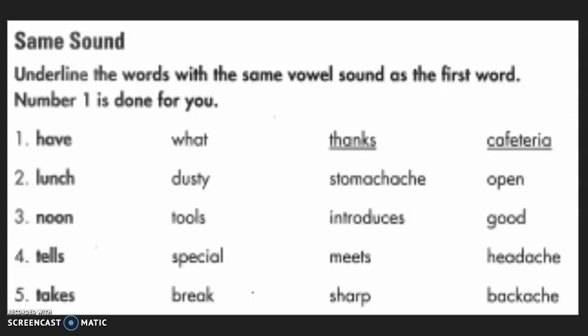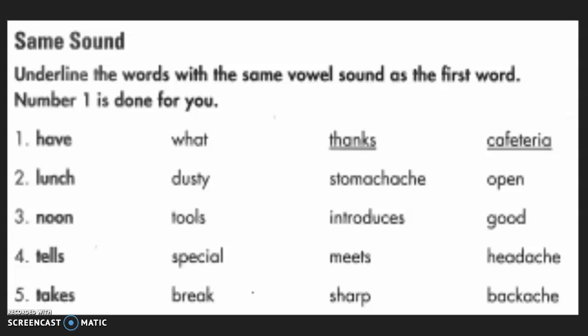Now let's do a listening activity. The instructions say, underline the words with the same vowel sound as the first word. Number 1 is done for you. Number 1 is have. The next 3 words are what, thanks, cafeteria. Which 2 words have the a sound like have? These have already been marked, thanks and cafeteria.